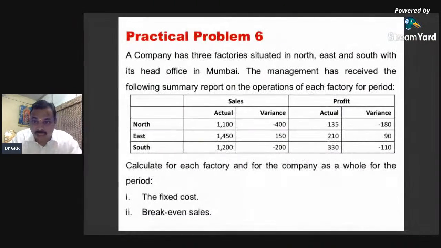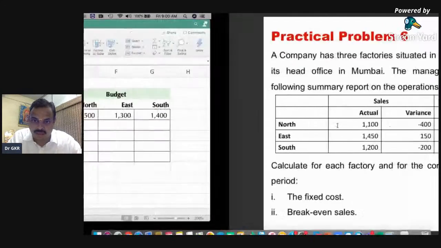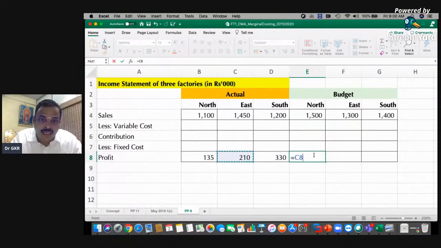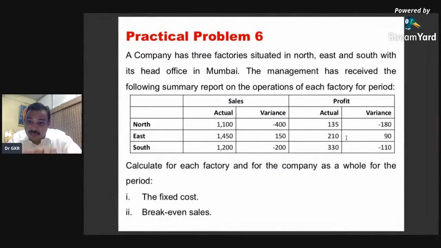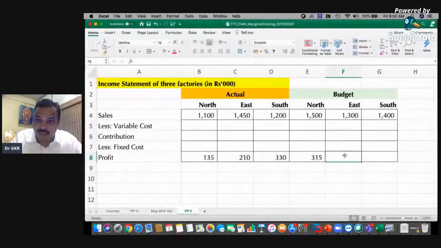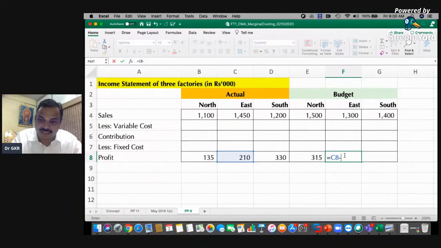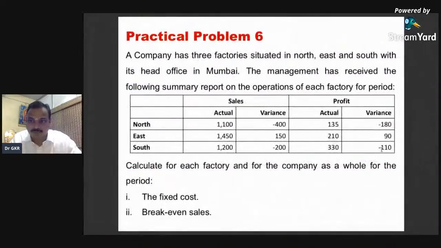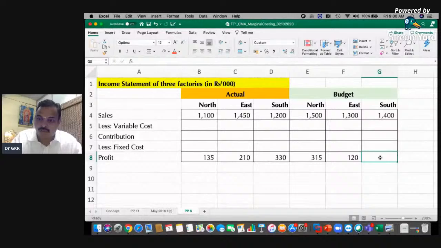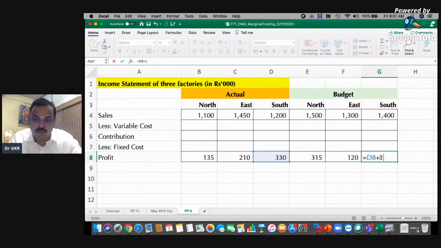Similarly, profit. Naturally, there is a variance in profit also. 180, there is a negative variance. So that means your profit should have been 315. Similarly, for east, profit is favorable, 90 favorable. So that means your budget profit is less by 90. So 120. Similarly, 110, your profit is less. So naturally, your budgeted profit is more by 110.